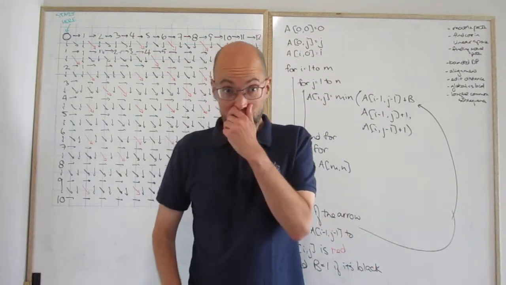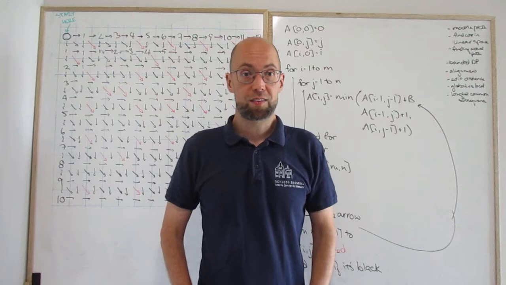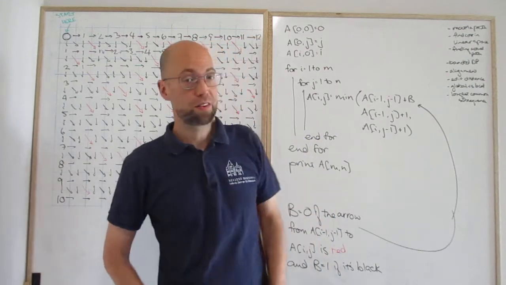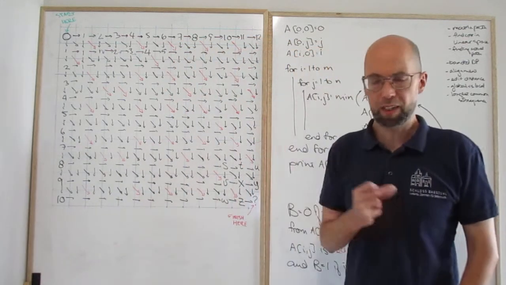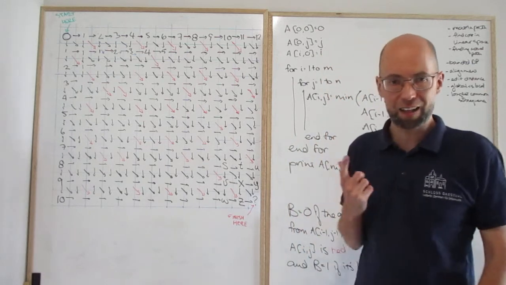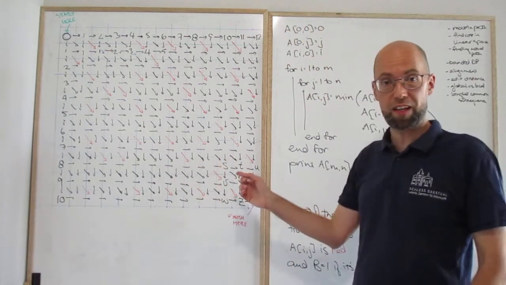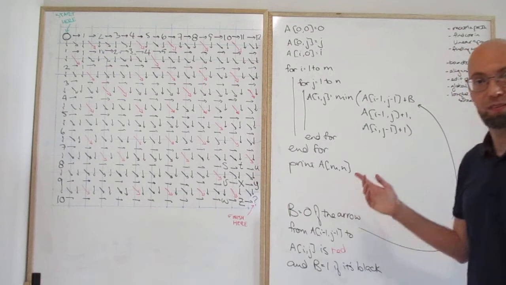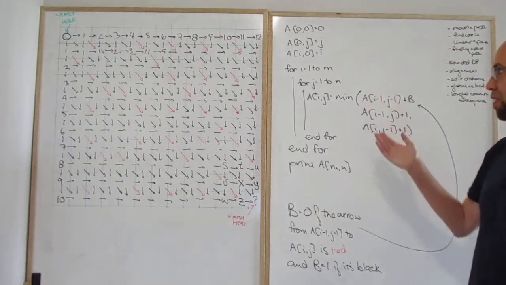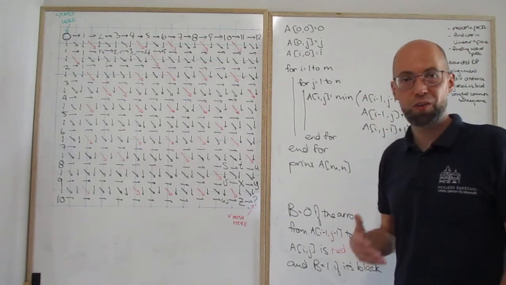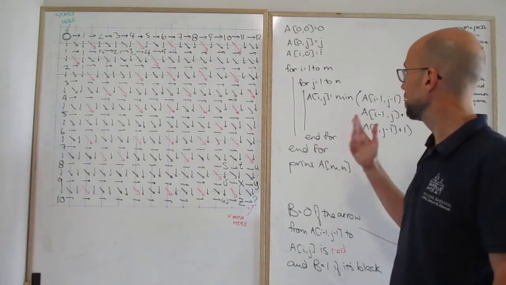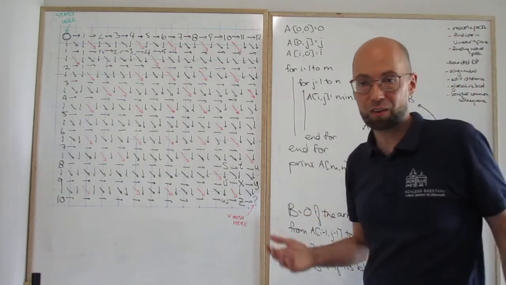Now, there's a trick. Remember, we're designing and analyzing algorithms. How long does this take? You have 2 nested for loops, going from 1 to m and 1 to n, so how long does it take?